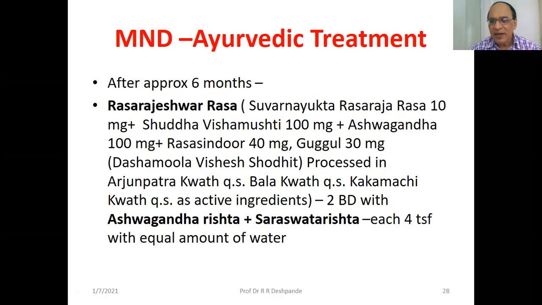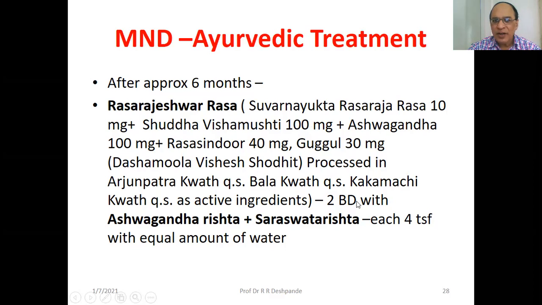After approximately 6 months, this particular tablet, Rasarajeshwara Rasa, we can use. It contains Suvarnayukta Rasarajaras 10 milligram, Shuddha Vishamushti 100 milligram, Ashwagandha 100 milligram, Rasasindur 40 milligram, Gugulu 30 milligram, Dashamula Vishesha Shodhita processed in Arjunarishta, and Kakamachi Kwatha. So these are all the ingredients of Rasarajeshwara tablet.